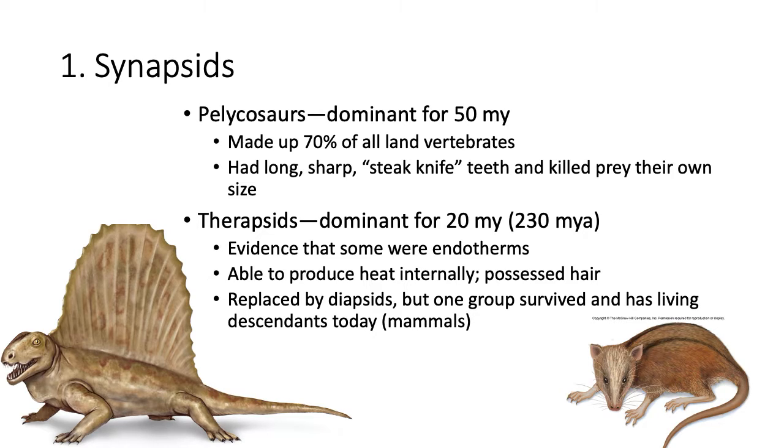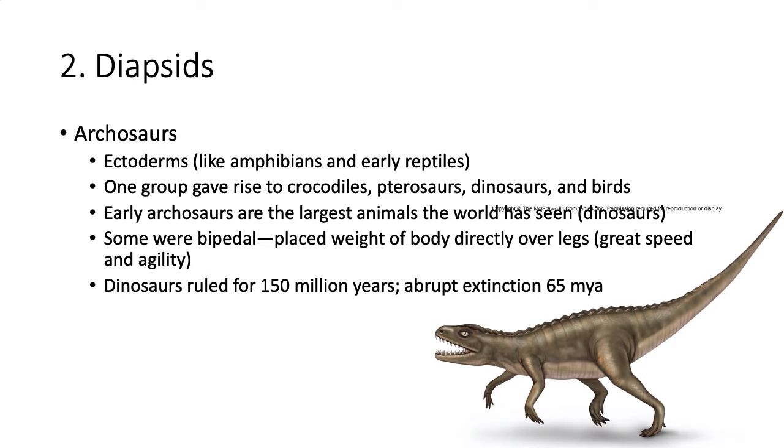Okay, diopsids. One group of diopsids is called the Archaeosaurus. They were ectotherms, like our amphibians and early reptiles. And this is going to be the group that gave rise to crocodiles, which I'll discuss later on in this section. Pterosaurs, dinosaurs, and the birds.